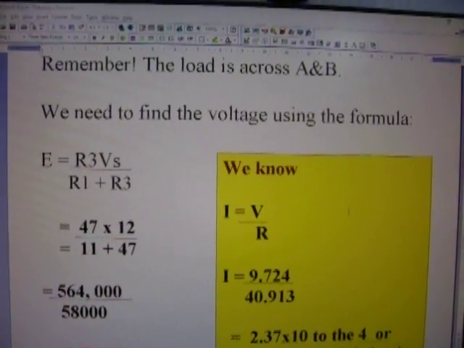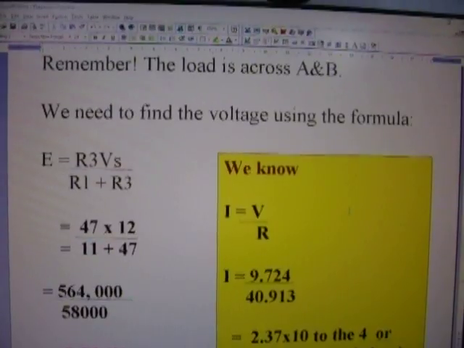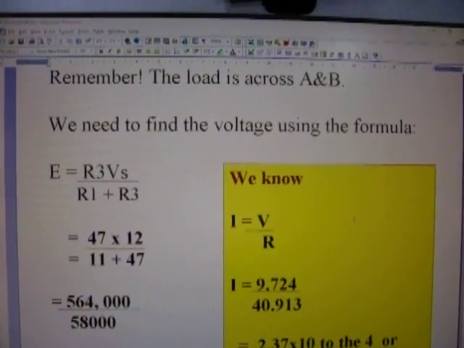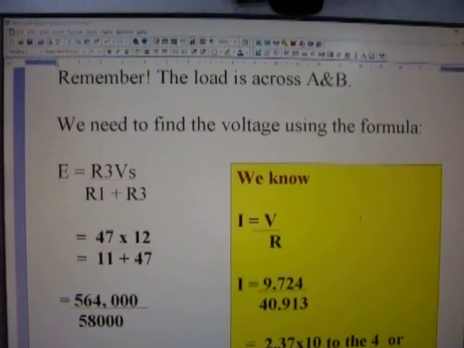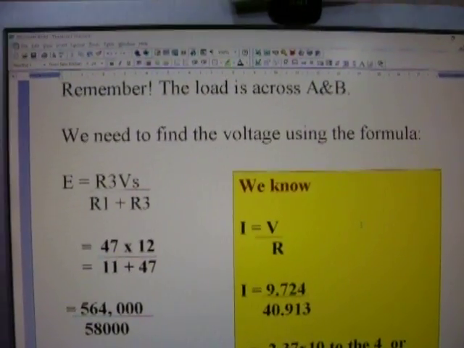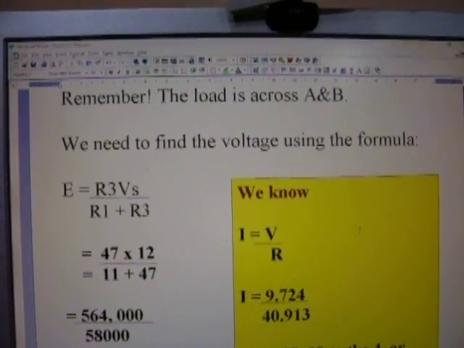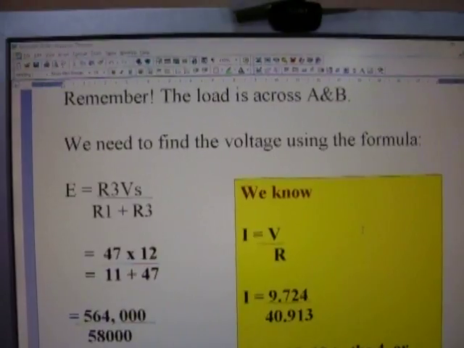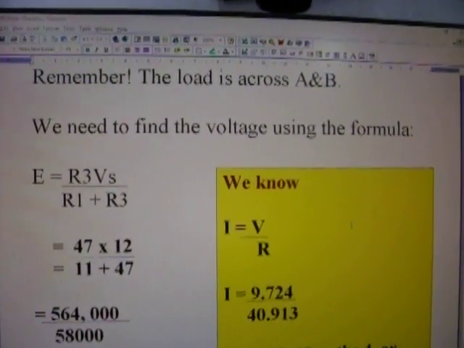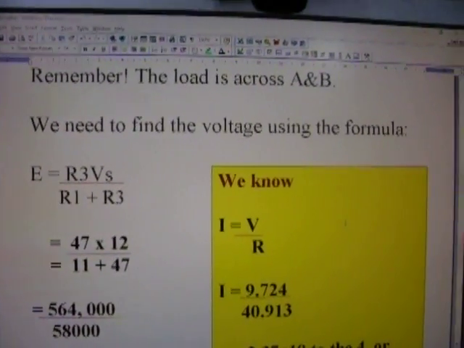We now need to find the voltage using the formula. E equals R3 Vs over R1 plus R3, which gives us 47 times 12 over 11 plus 47. Now please remember, that is 47,000 and 11,000 plus 47,000, times the 47,000 times 12, which represents the applied voltage.